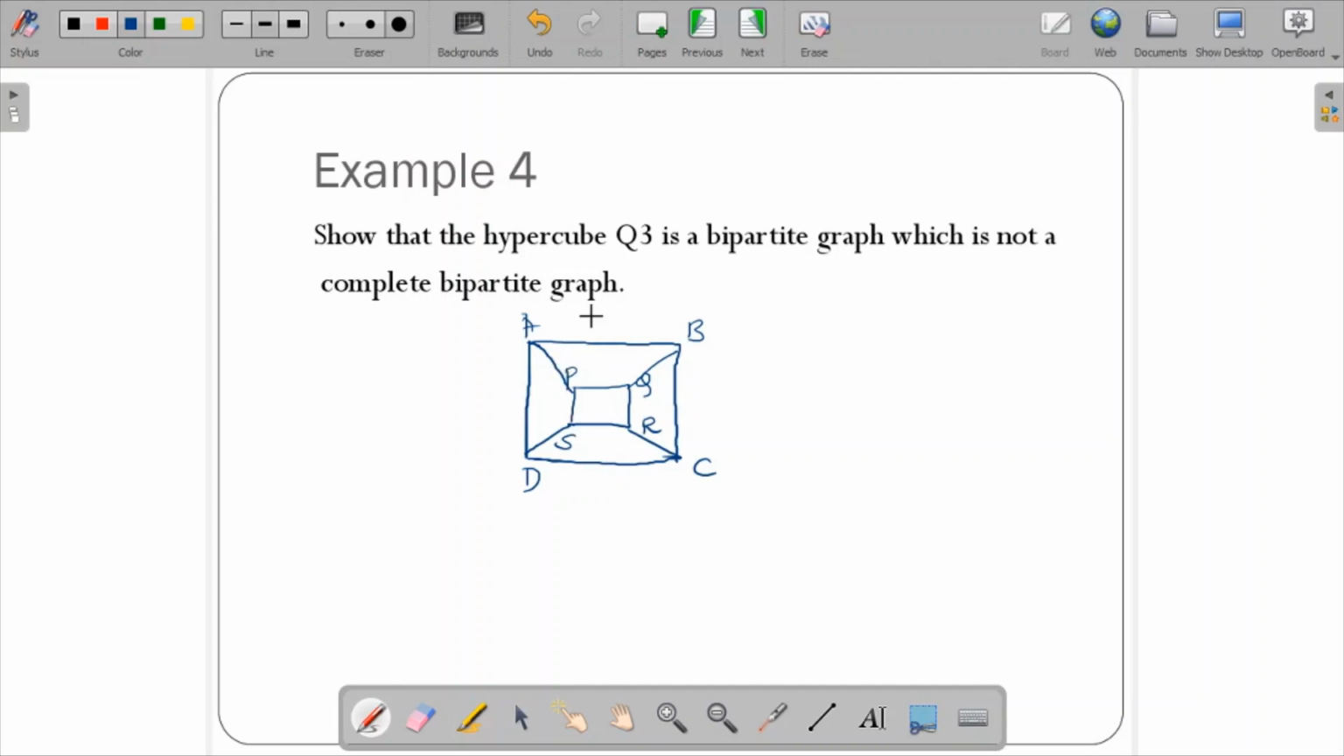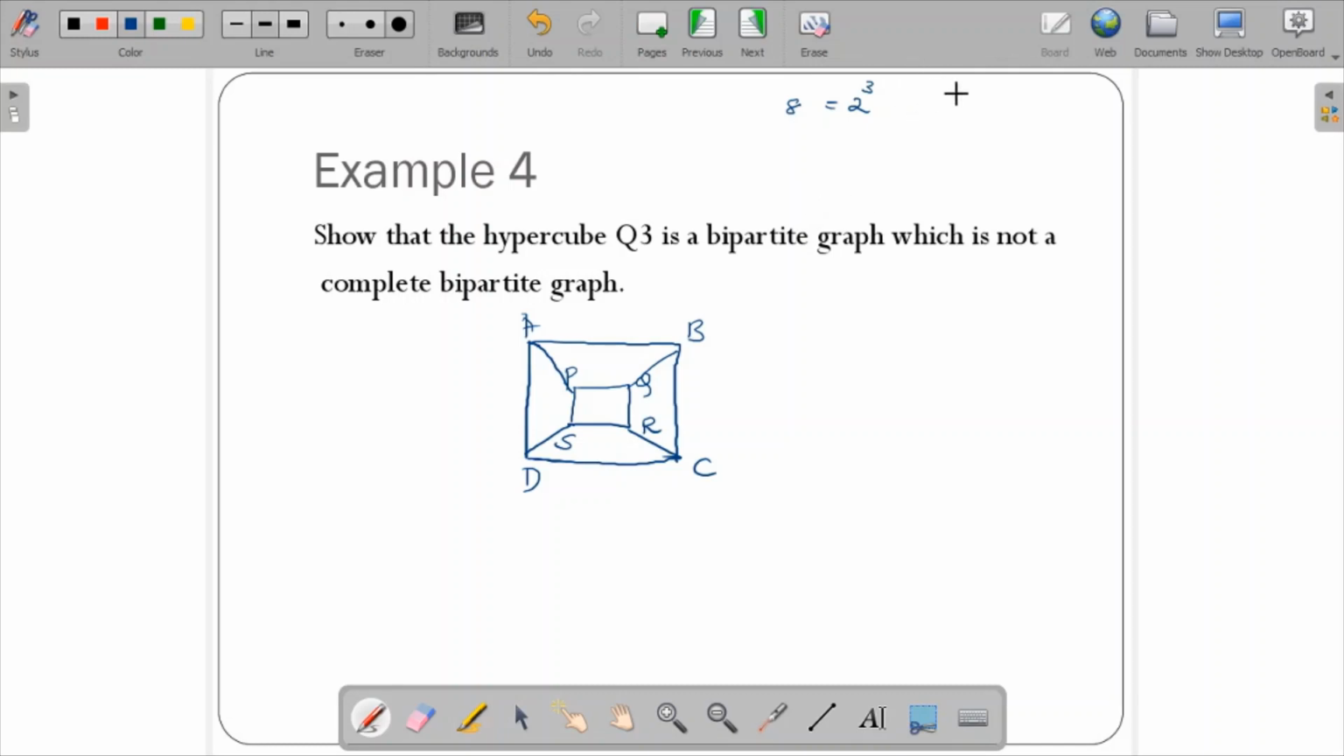Why is it called the Q3 hypercube? Since it has degree 3. And in this figure, how many vertices are there? Totally we have 1, 2, 3, 4, and 8 vertices. So this can also be written as 2 to the power 3. For any positive integer k, a loop free k regular graph with 2 to the power k vertices is called a k dimensional hypercube.